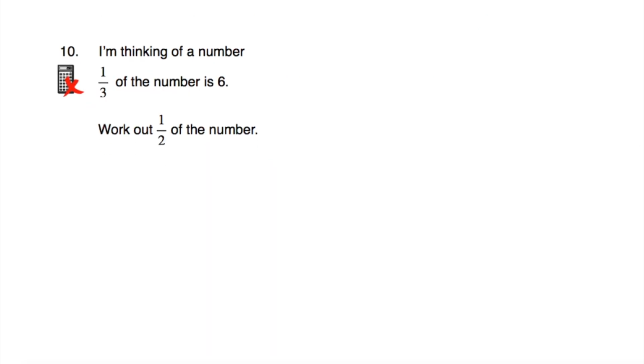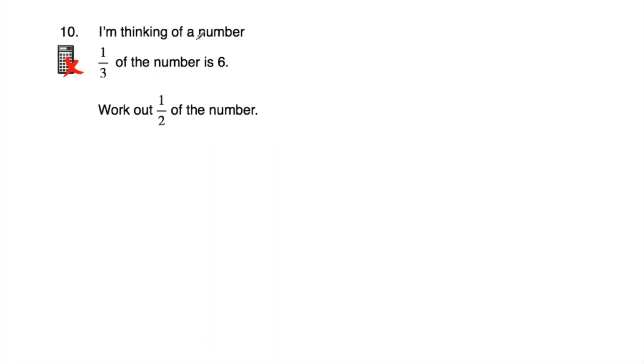Okay, let's look at our next question, question number 10. Question number 10 says, I'm thinking of a number. So this is a number that I'm thinking of, and 1/3 of the number is 6. So 1/3 of the number I'm thinking of is equal to 6. So let's find out the number I'm thinking of to begin with.